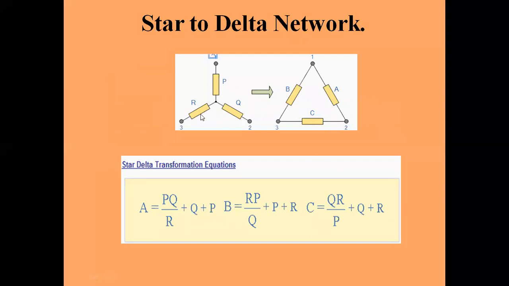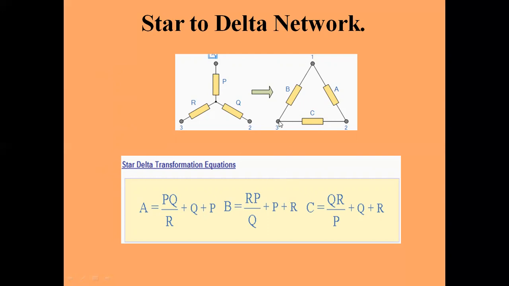So here now we have to convert the star into an equivalent delta network. For this, A is equal to, now we have to find the value of A in delta, and we have the star values. Now A is connected between terminals 1 and 2. Between 1 and 2, what is there? P and Q. So P into Q will be at the numerator. So PQ upon R plus Q plus P. So A is always equal to PQ upon R plus Q plus P.